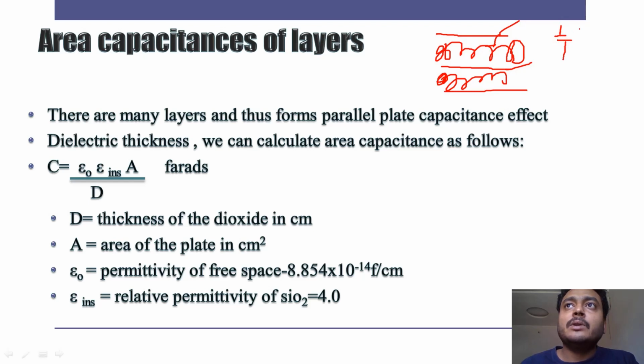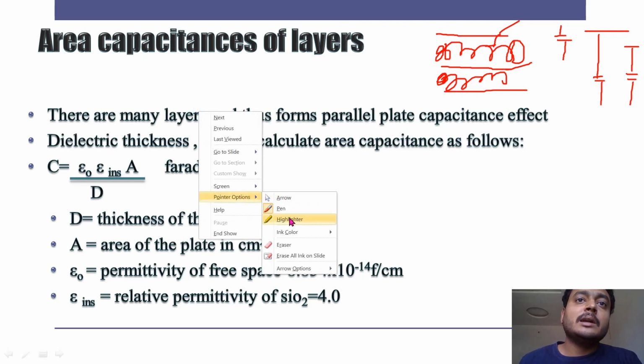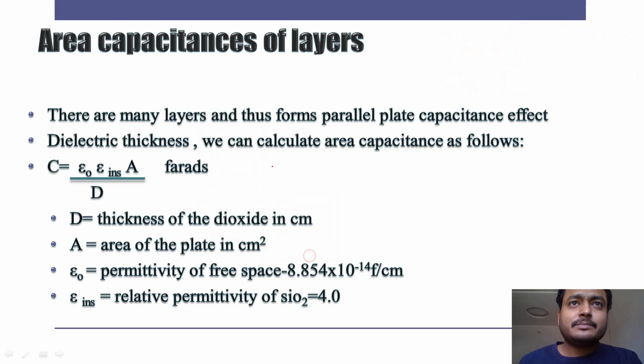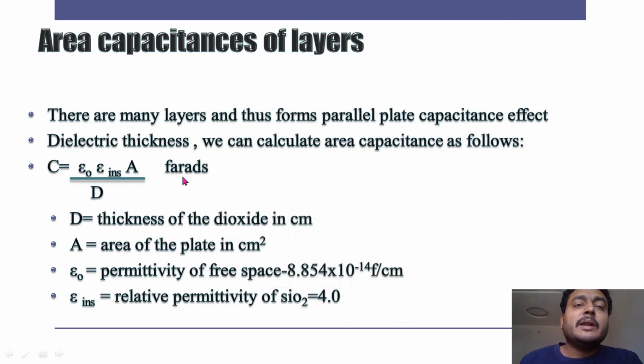So metal to substrate will have some capacitance, and polysilicon to substrate will have some capacitance, so there will be a capacitance effect. For this capacitance effect we already know the equation, how to calculate the capacitance of any material. That is nothing but epsilon A by D. You already know this equation.